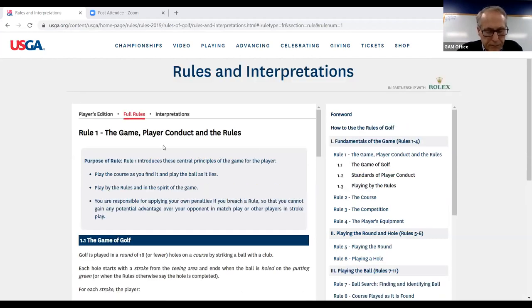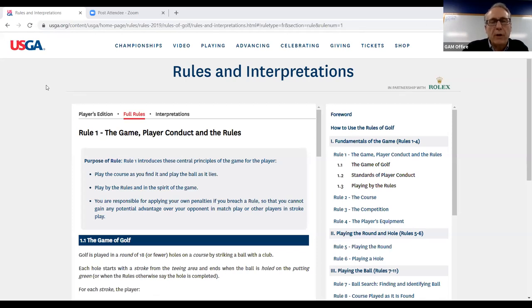1.1 is the game of golf, and it defines a round. A round can be defined as 18 holes or fewer, and we have some tournaments where we have fewer than 18 holes. The committee can change the number of holes if at the start of a tournament we've got bad conditions out there on the course. We could change the competition to be fewer than 18 holes, but it's never going to be more than 18 holes. If you've got a situation where it's more than 18 holes, it's going to be two distinct separate rounds.